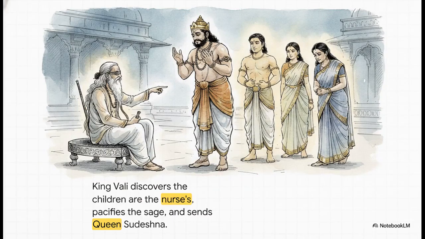These kids grow up to study all the Vedas and possess immense power. Of course, the truth eventually comes out. King Vali sees these 11 amazing, powerful children and asks the Rishi, "Are these kids mine?" Dirghatamas bluntly replies, "No, they are mine. Your unfortunate queen insulted me by sending her nurse." When King Vali realizes he's been tricked by his own wife's prejudice, he immediately pacifies the angry sage. He apologizes and makes absolutely sure that Queen Sudeshna finally goes to him personally.